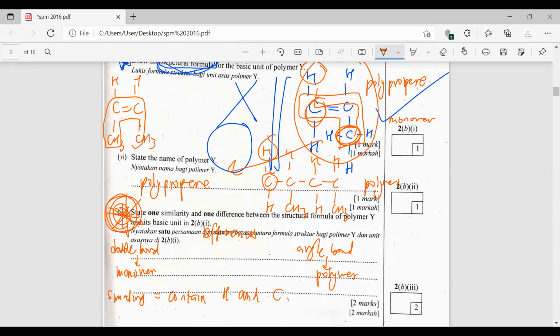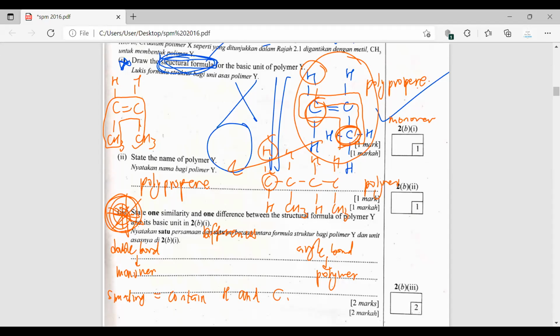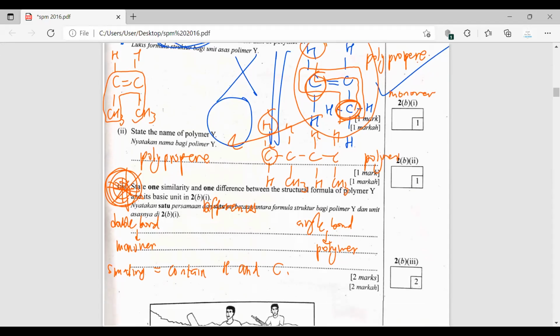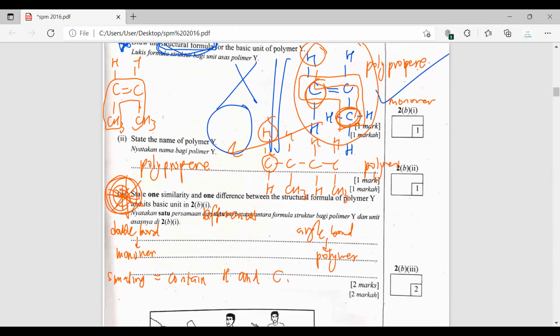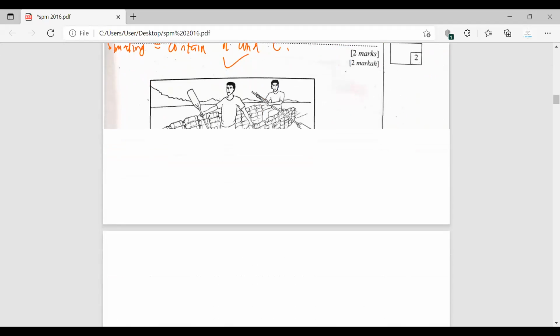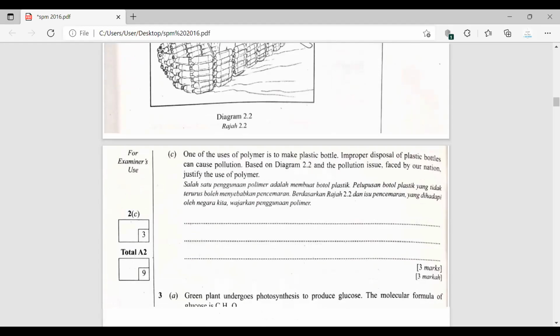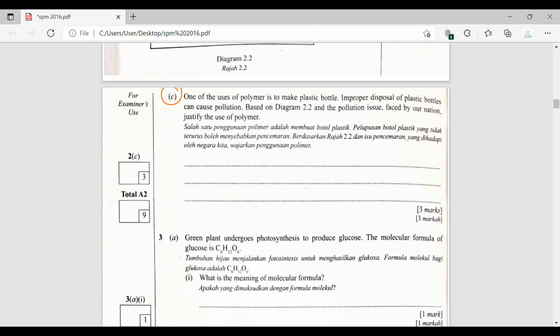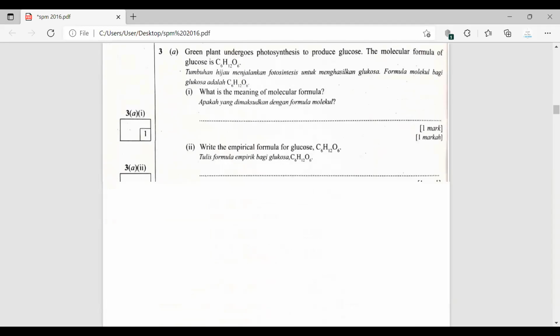Simple answer, but if you are not very good in polymers, then you won't understand this. So never mind, go back and read again. I gave you some answers. This is your similarity, this is your differences, but I think some of you still don't get it. So you all need to read back again. This one no need, I haven't seen this question coming in anymore. We do the next one.